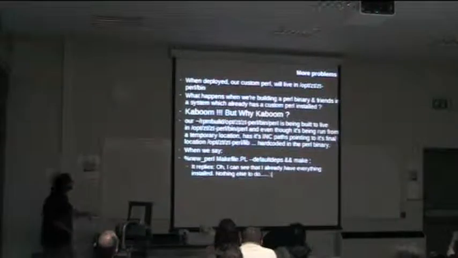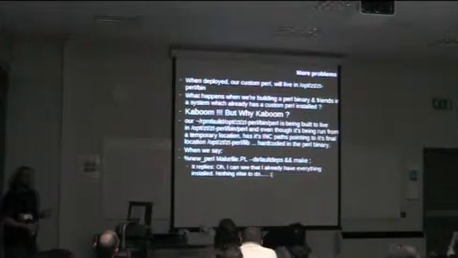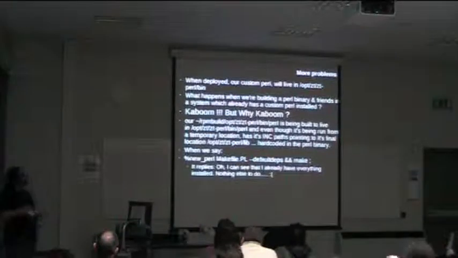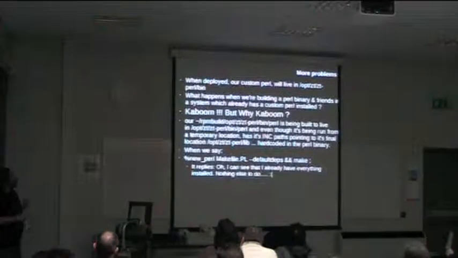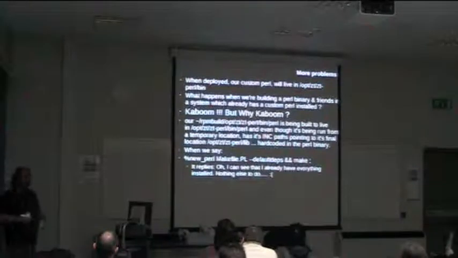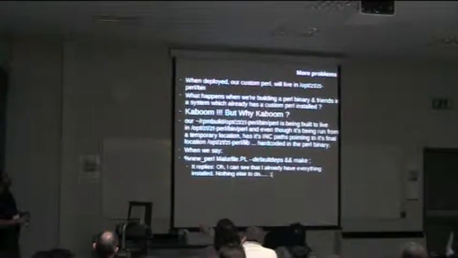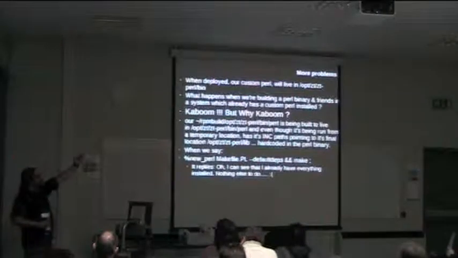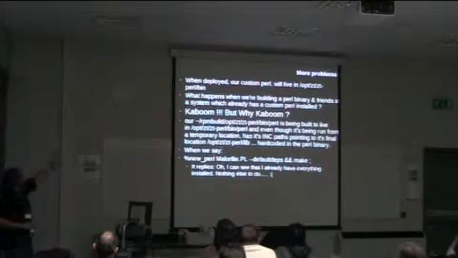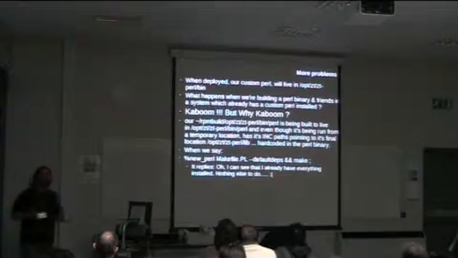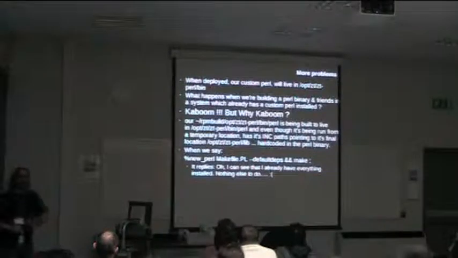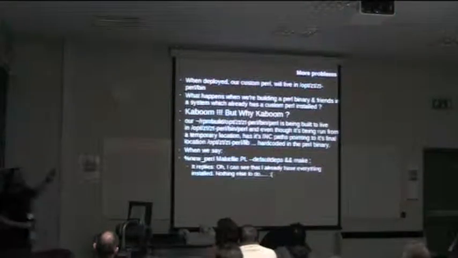Cool, so, of course, nothing that is good forever. When deployed, we stumbled upon a problem and we were wrapping all this into the RPM process. When deployed, our custom Perl is going to be living in this directory of /opt/ct/ctperl/bin. So what happens when we're building this custom Perl on a system that already has a custom Perl installed?